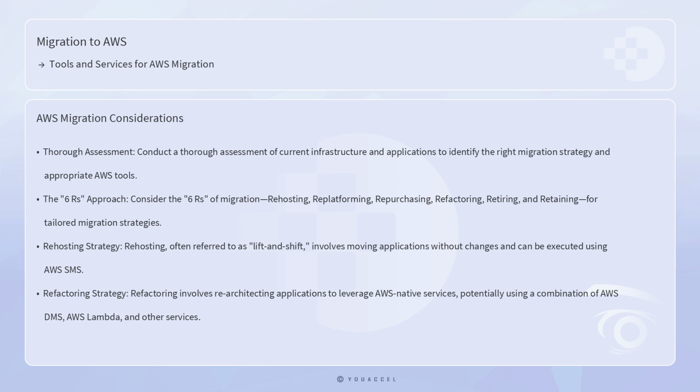For example, rehosting, often referred to as lift and shift, involves moving applications without changes and can be efficiently executed using AWS SMS. In contrast, refactoring, which involves re-architecting applications to leverage AWS native services, may require a combination of AWS DMS, AWS Lambda, and other services to achieve the desired outcomes.